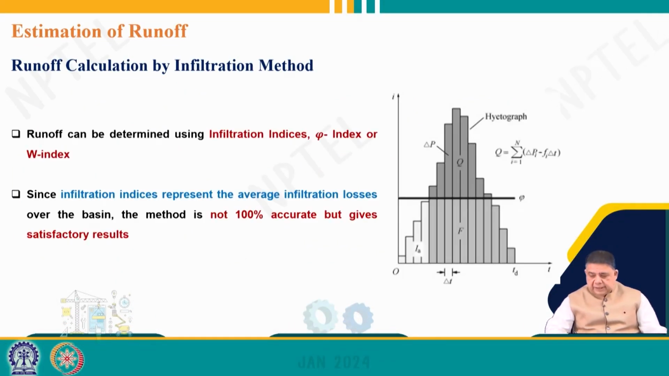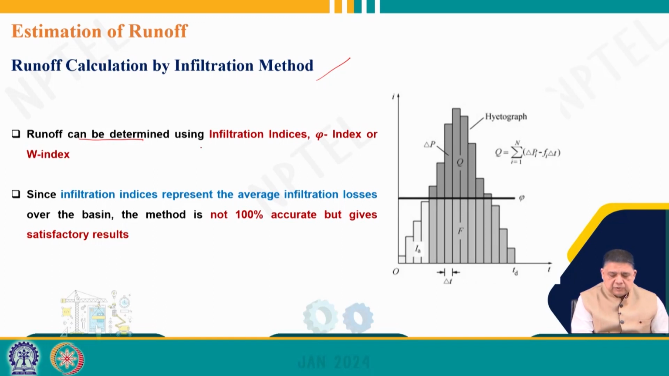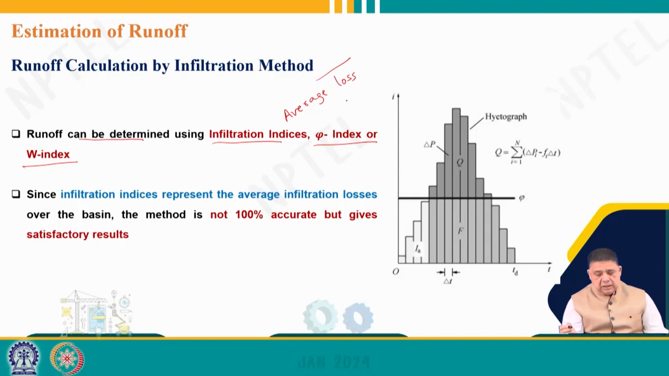Then we come to the next method, that is runoff calculation by the infiltration method. As we have already discussed while discussing infiltration, runoff can be determined using infiltration indices like phi index or W index. And if you remember, we said that these infiltration indices represent the average loss over the basin.